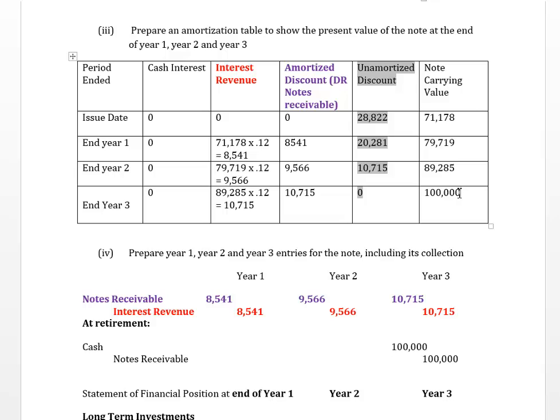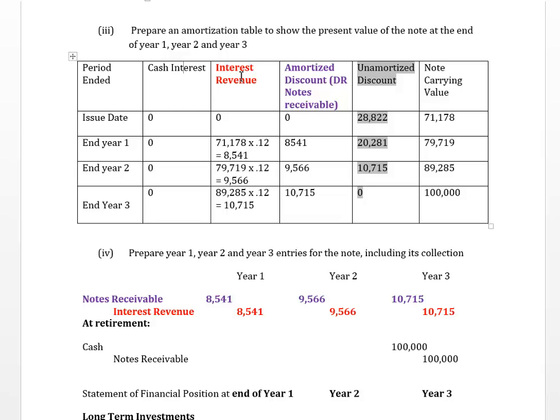So let's begin. You'll notice here I have a column that's grayed out. I'll explain that in a moment. What I want to do right now is just go through the headings so that we know exactly what we're dealing with in the table. We've got a period ended column, so these will be the period ends, and as you know, I like to start off with the issue date so you know your starting point.